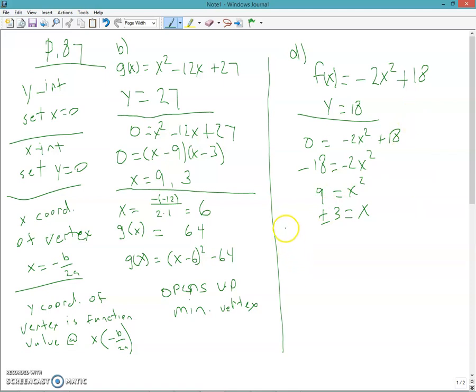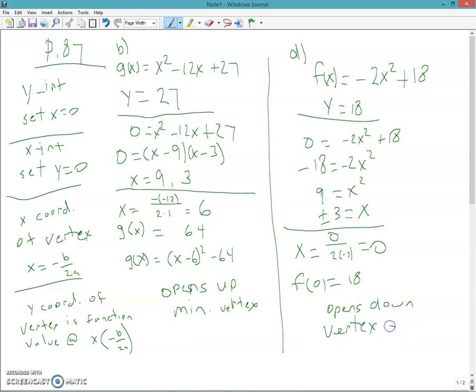Well, what is the vertex of this thing? So the x-coordinate of the vertex equals negative b, well, b in this case is 0, over 2 times negative 2, which is 0. And then f of 0 equals 18. So the vertex is (0, 18). And because of the negative in front of the quadratic, we know it opens downward, and our vertex in this case is a max.